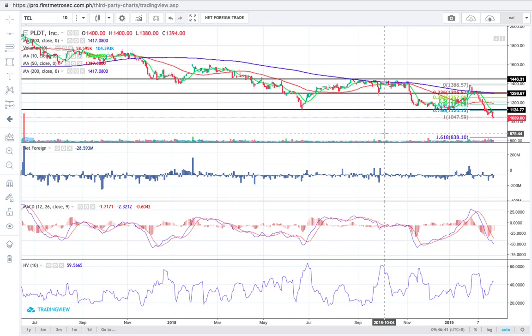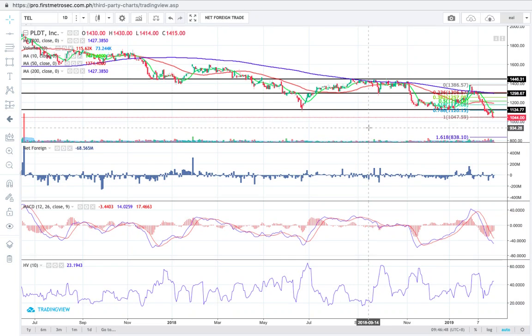With what's happening on its price movement, I would rather just add TEL to my watch list, and maybe I will have the interest to check if it's already too cheap to be ignored once it reaches the 830 to 850 level, or maybe once it goes below 900. Okay, but for now, I'd rather monitor other stocks than PLDT. That also explains why it's not in our long-term investing watch list.